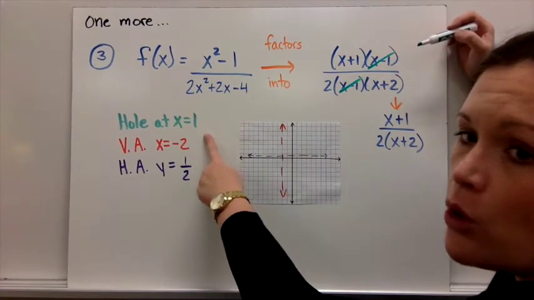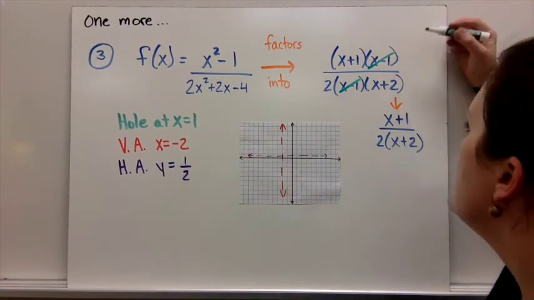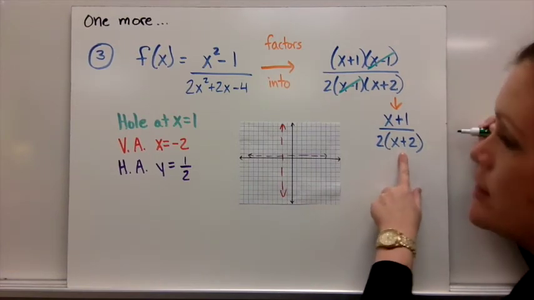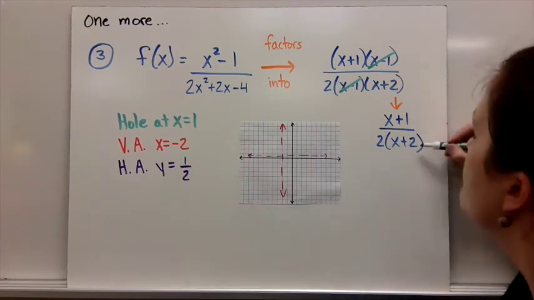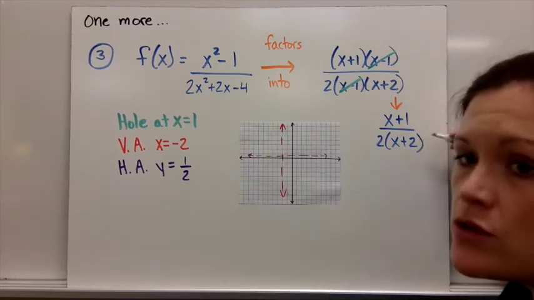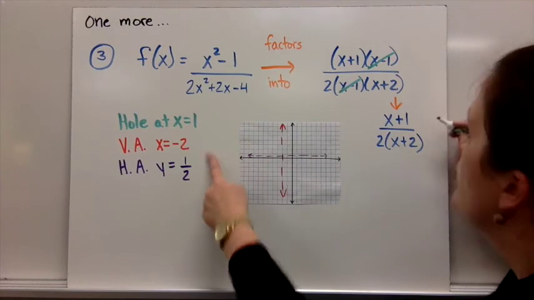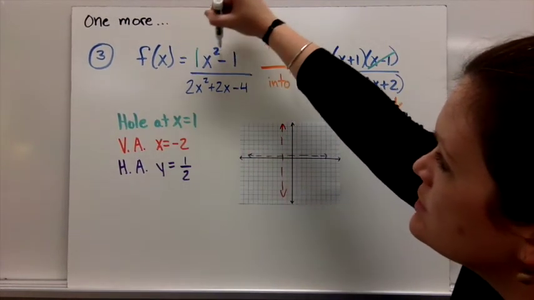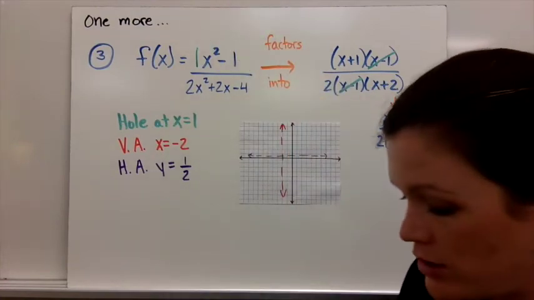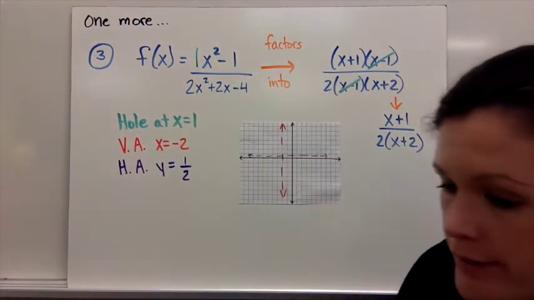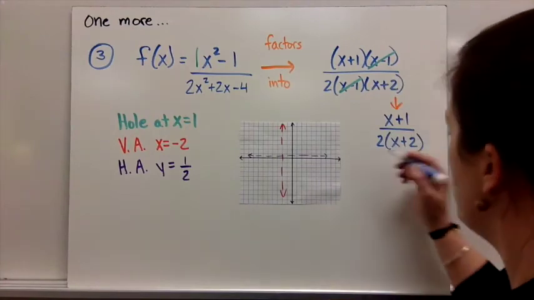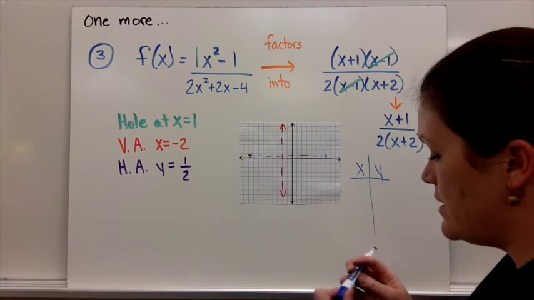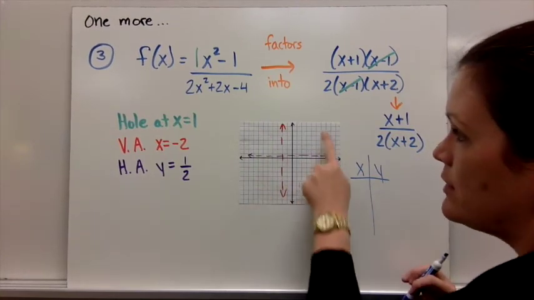So that's where I got the hole at x equals 1. And then the simplified form gives me x plus 2 is my denominator. So that's where the vertical asymptote came from. X would have to equal -2 for my denominator to equal 0. And then the horizontal asymptote is 1/2 because the degree was the same in the numerator and the denominator. All right, I got a little ahead of myself. Now, let's check two values. That's all we need for this one so that we can see if our graph is at the top or the bottom, top or the bottom.